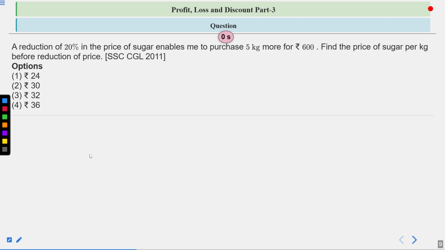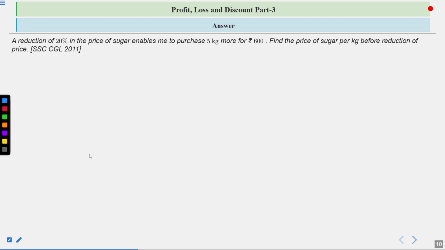Now time's up. Let's see the solution of this question. The question says that a reduction of 20% in the price of sugar enables me to purchase 5 kg more for 600 rupees. So when the price of sugar is decreased by 20%, the person purchases 5 kg more. Now the question is to find the price of the sugar per kg before the reduction. The correct answer is the second one, which is 30 rupees per kg.